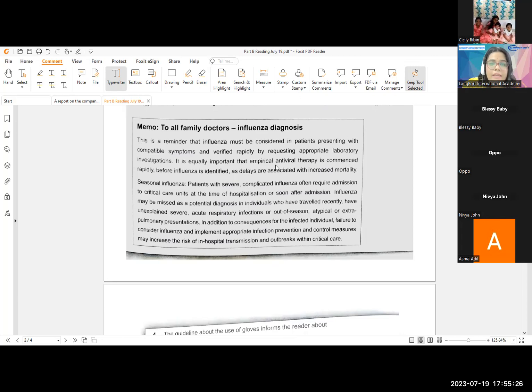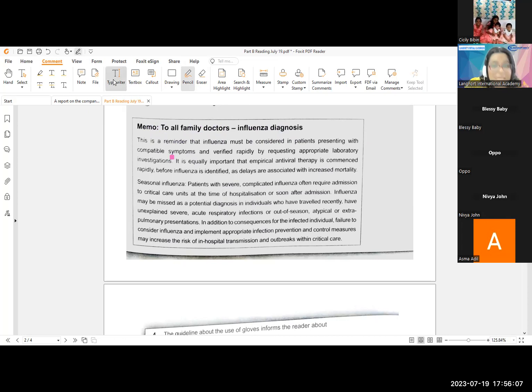Okay, Bhagya, can you read the first sentence for me, please? Memo to all family doctors, influenza diagnosis. This is a reminder that influenza must be considered in patients presenting with compatible symptoms and verified rapidly by requesting appropriate laboratory investigations. So this memo is to all family doctors and it's about diagnosis of influenza. The first sentence says that this is a reminder that influenza must be considered in patients who present with compatible symptoms.